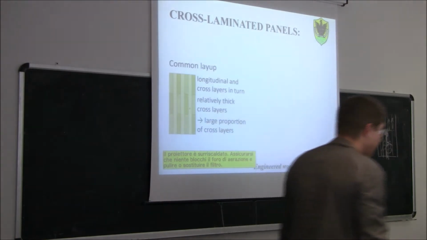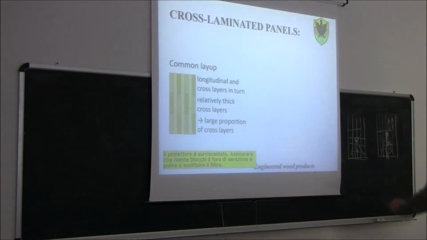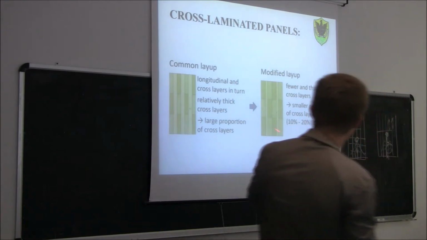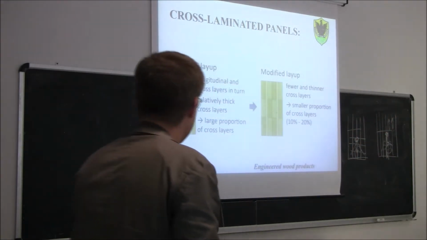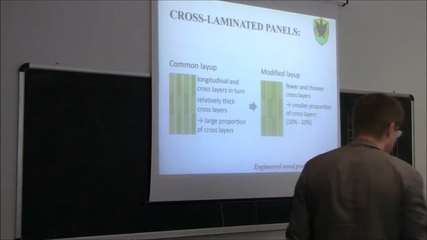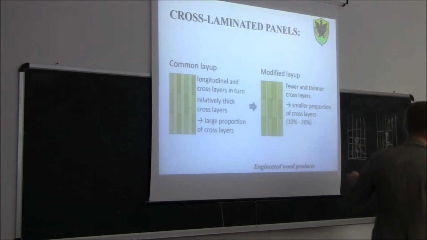For this reason, sometimes this common layout, where we have an odd number of layers, so we have, for example, 2 layers in one direction, 1 in the other, or 3 layers in one direction, 2 in the other, or like here, 4 layers in one direction, 3 in the other, so an odd number. Often this odd number has been changed to a different one, for example, an even number, like here, and also a different thickness of the boards used perpendicular to the grain.